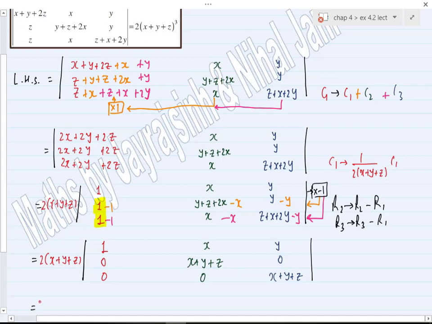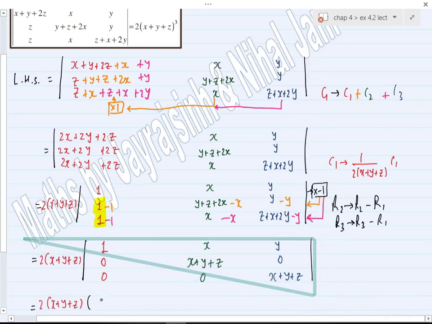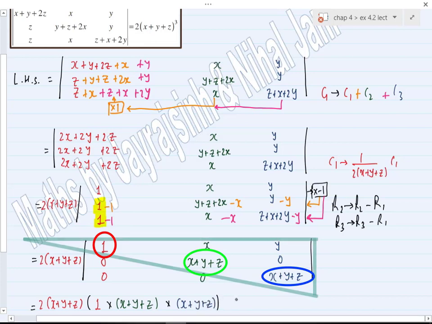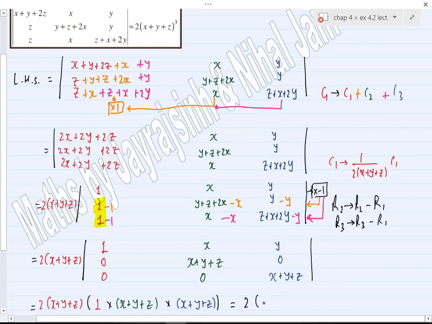So as you can see, 2 times x plus y plus z will remain as it is, and here we have an upper triangular determinant, and its value can be easily found out by multiplying its principal diagonal elements. Here 1 into x plus y plus z into x plus y plus z, right? So finally here we'll get 2 times x plus y plus z the whole cube, which is your required right hand side. Ta-da!